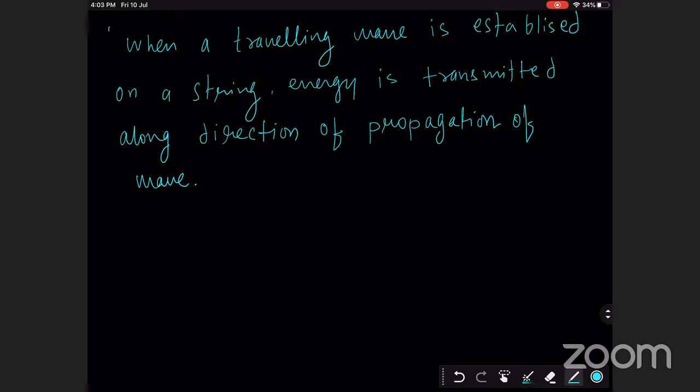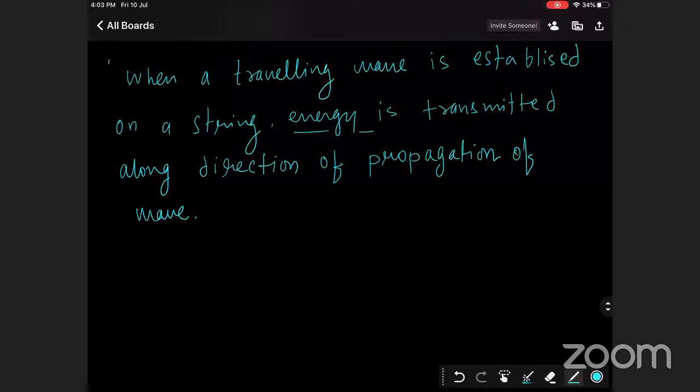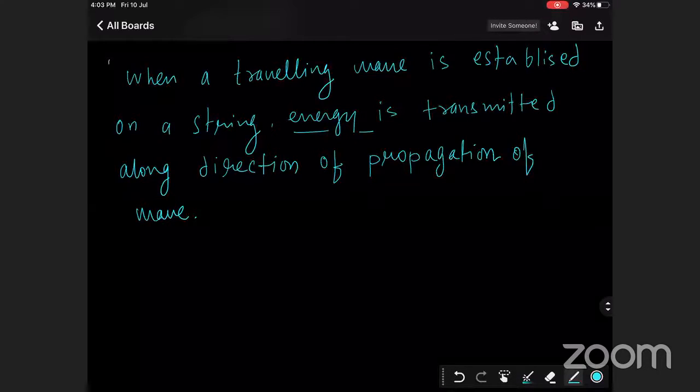When a wave travels, we can assume that energy is going forward in it. Can we assume that energy is propagating along the direction of travel of the wave? And if energy is there, then power must be there, right? So the average power transmitted by the wave is given by, I'll not give you the derivation. If you want the derivation, tell me, I'll send you a picture of the derivation.